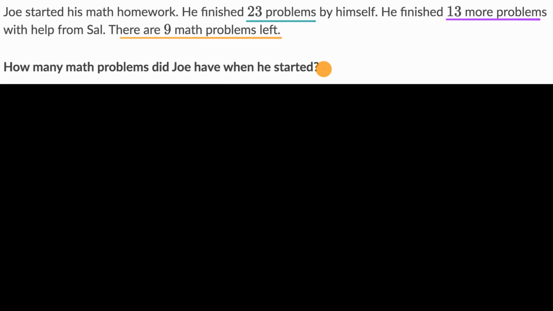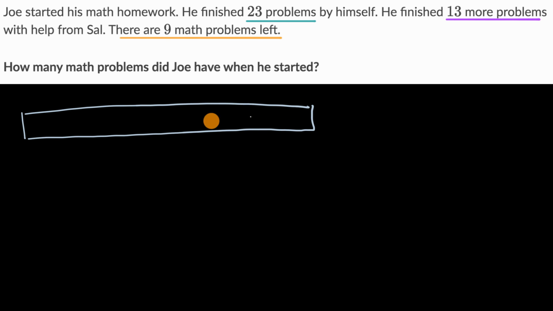So pause this video and see if you can work through that before we do it together. All right. So the way my brain thinks about it is there's some amount that he started with. So let's put a big bar over here. This is some amount that Joe started with. So let me write that. Starting amount. And then he was able to do many of them.